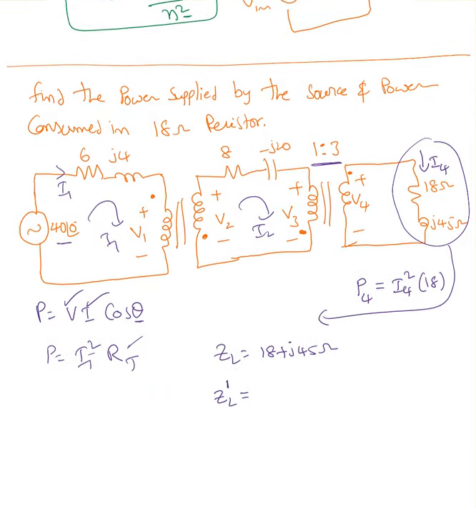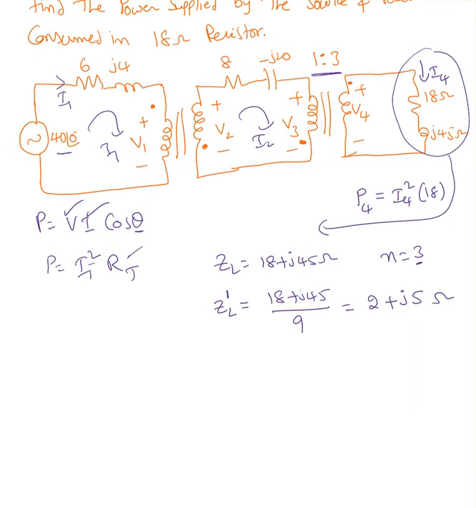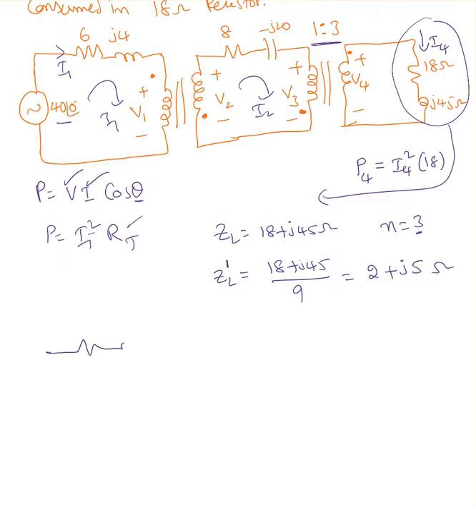ZL prime equal to 18 plus j45 over n square. N equal to 3, in this case n square equal to 9. So 18 over 9 is 2, plus j45 over 9 is j5. So 2 plus j5 ohms. Now the circuit is going to look like 6 ohms and inductance. So how about the inductance of these coils? This is not going to come into the picture because it's already included in the transformer ratio.